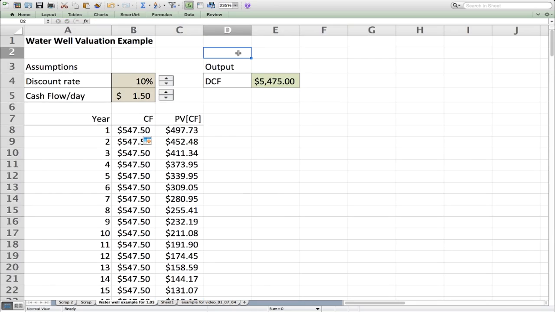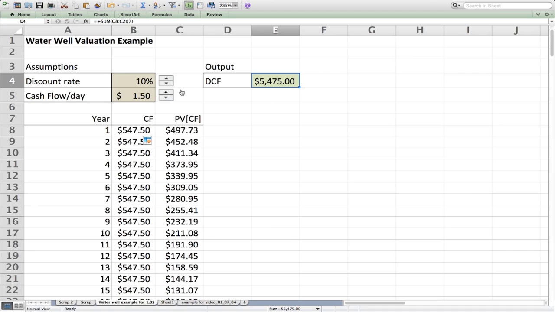Now, remember, you were on my mergers and acquisitions team. We were going to go out and make a bid on the well. How much is the well worth? We've got a real answer to that question now. With a 10% discount rate and a cash flow of $1.50 a year, how much was a fair price for that well? The answer is $5,475.